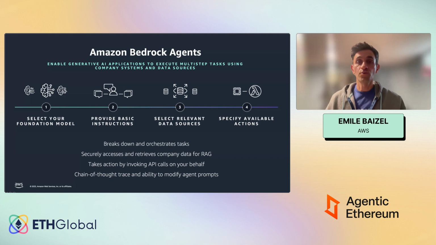So the way agents work is they essentially break down and orchestrate the task. When a user gives it a question or a task, the agent thinks through everything it needs to do, and then it creates a plan for how it's going to accomplish that task. To help it, you can allow it to securely access and retrieve data from your company's or project's data sources or anywhere else. This would be part of retrieval-augmented generation to help your agent become more specific to your application.